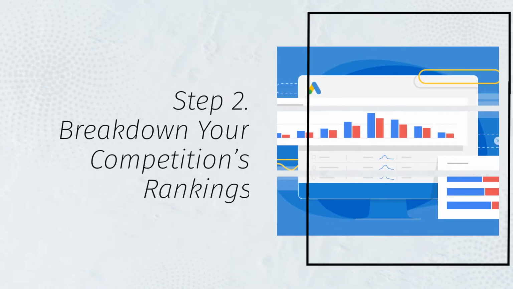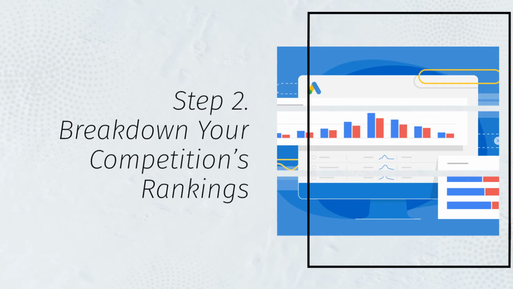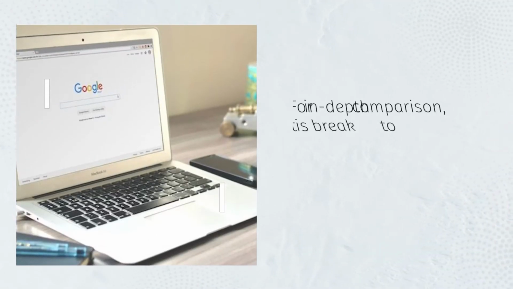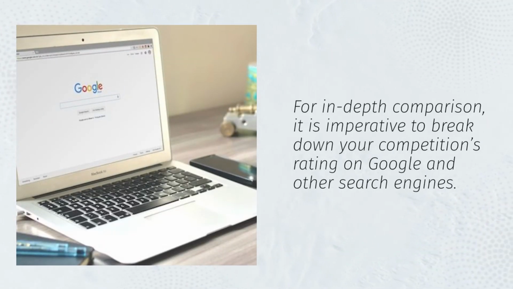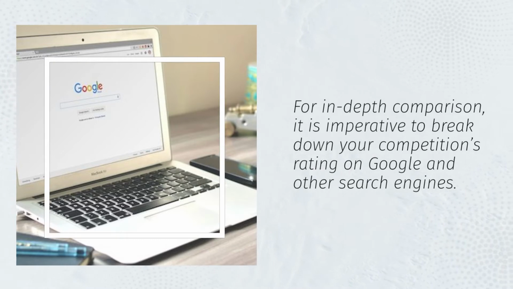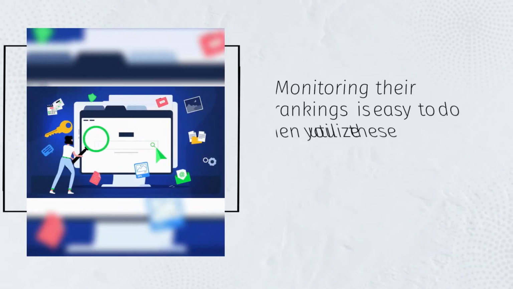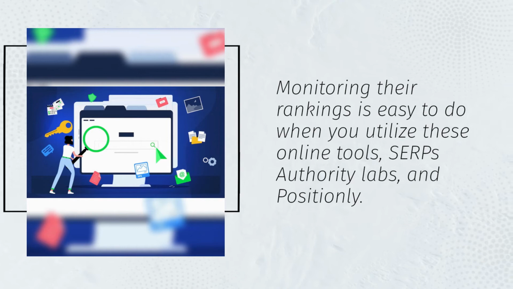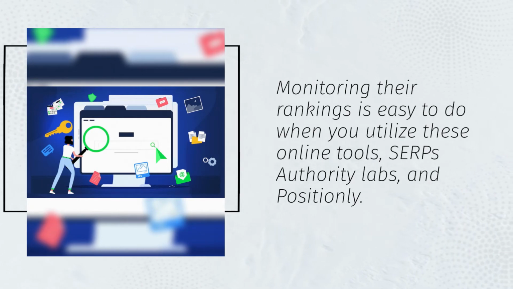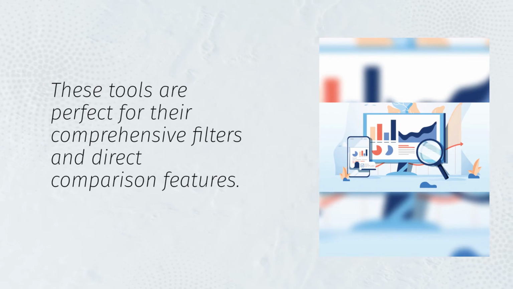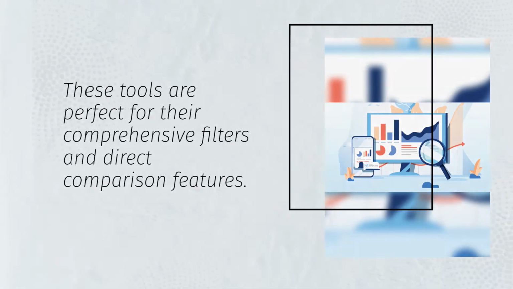Step 2. Break down your competition's rankings. For in-depth comparison, it is imperative to break down your competition's rating on Google and other search engines. Monitoring their rankings is easy to do when you utilize these online tools: SERP's Authority Labs and Positionly. These tools are perfect for their comprehensive filters and direct comparison features.